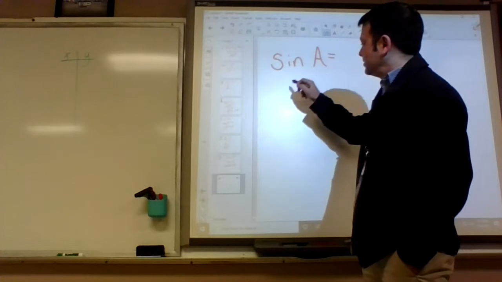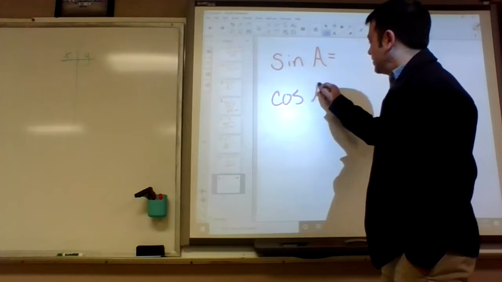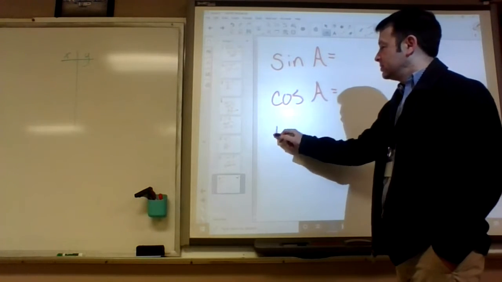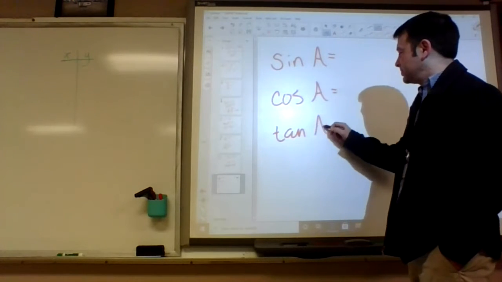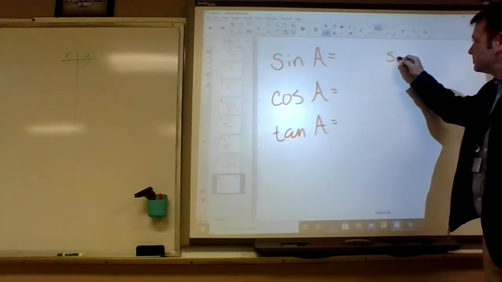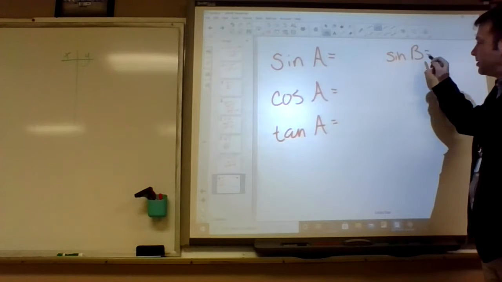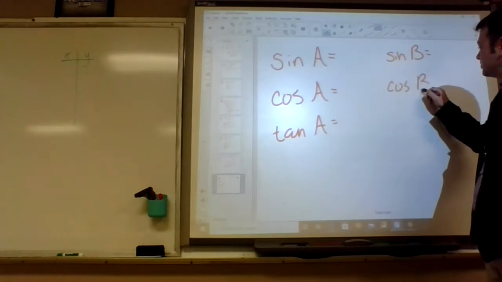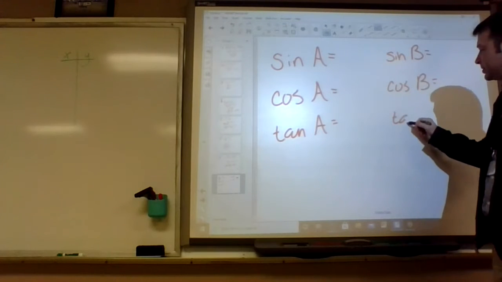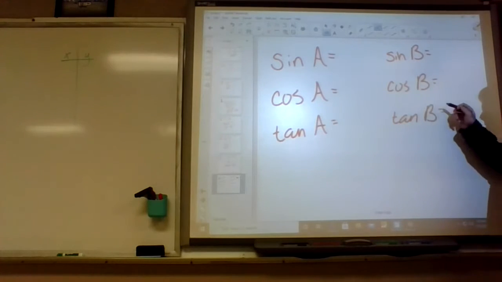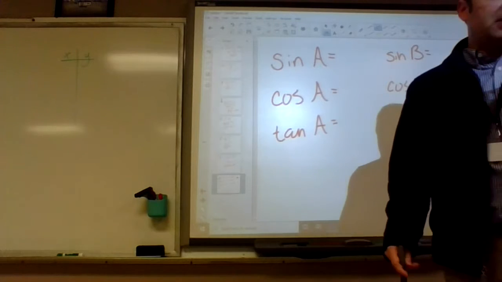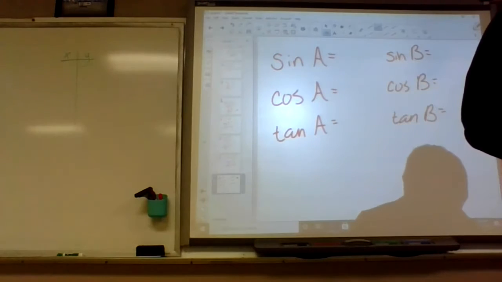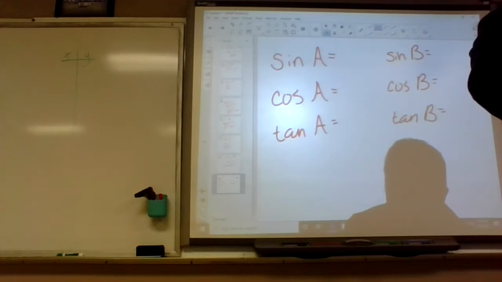Sine of A, cosine of A, tangent of A. We have to do all the sides: sine, cosine, and tangent. Okay, this is not gonna be that hard. It's kind of like what we did yesterday on the worksheet. A and B are the 2 acute angles. So on number 1, what do you guys think we should do first?